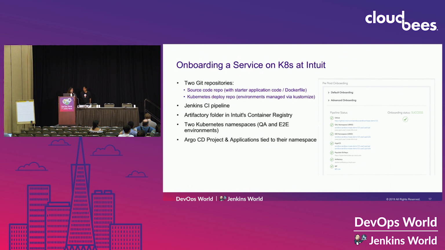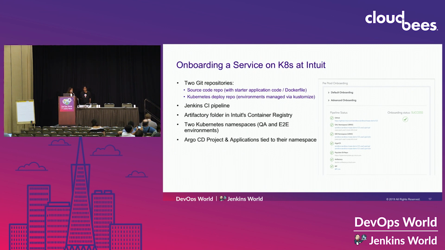So before we go to the simplified version of the demo, as I said, when an Intuit developer comes to our development platform and wants to create a new service, whether it's a microservice or a macro, he gets two repos, one for source code, one for Kubernetes manifest, with starter application code, starter Docker file, starter Jenkins file. He gets a Jenkins CI pipeline. He gets artifact tree folder in Intuit's container registry.